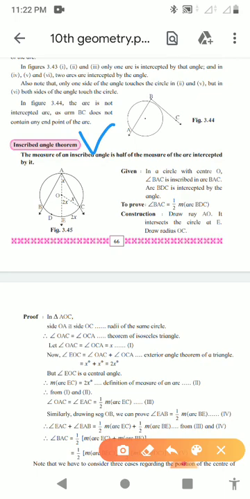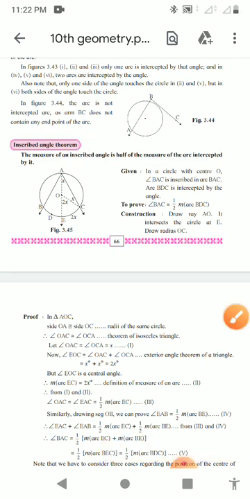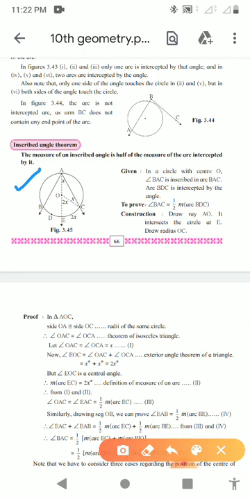So for example, in this theorem a diagram is given. A circle with center O is there. Angle BAC is inscribed in arc BAC, and arc BDC is intercepted by that particular angle BAC. What we have to prove is that angle BAC is half of the measurement of this arc, that is arc BDC.